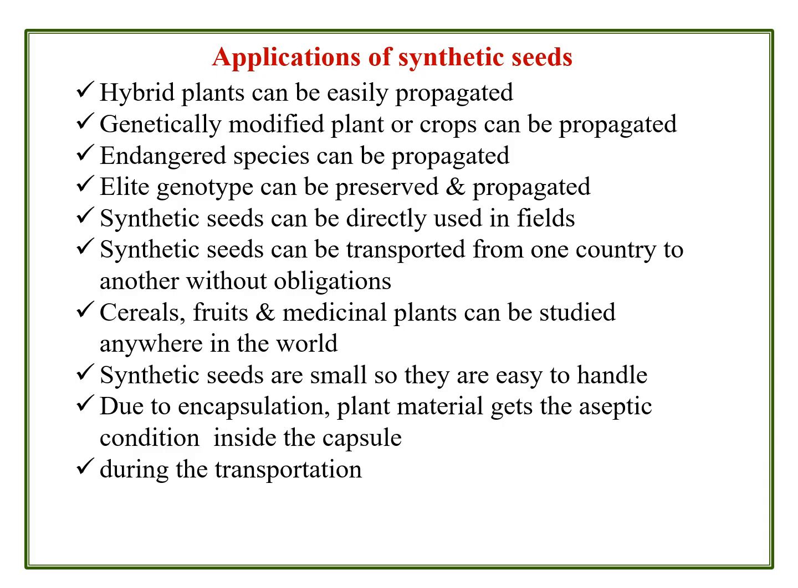Hybrid plants can easily be propagated. Genetically modified plants or crops can be propagated. Endangered species can be propagated. Elite genotypes can be preserved or propagated. Synthetic seeds can be directly used in fields. If they have germinated with hypocotyl and radicles, they can easily be sown onto normal crop fields. Synthetic seeds can be transported from one country to another without obligations, because short-term or long-term preservation methods are available. For country to country or region to region, cryopreservation is the best choice to send out synthetic seeds.